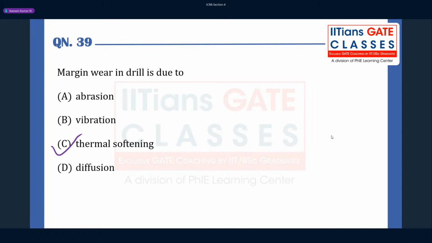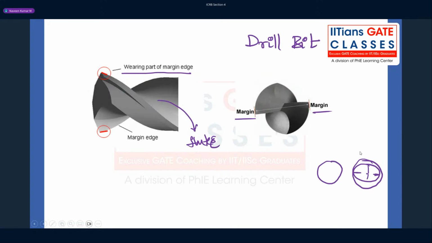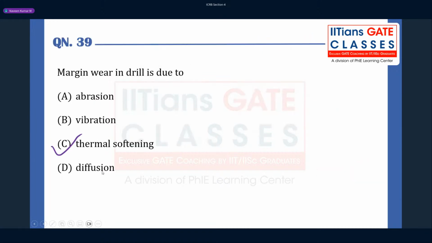At high temperature, maybe due to concentration difference, carbons are getting transferred to the workpiece, and as transformation or mass transfer is happening, which means that the wearing is happening. So that is having the least probability for this kind of margin edge. So the margin edge is because of the thermal softening, not the diffusion. Diffusion also will occur at high temperatures. Thermal softening also will occur at high temperatures. Okay, good.